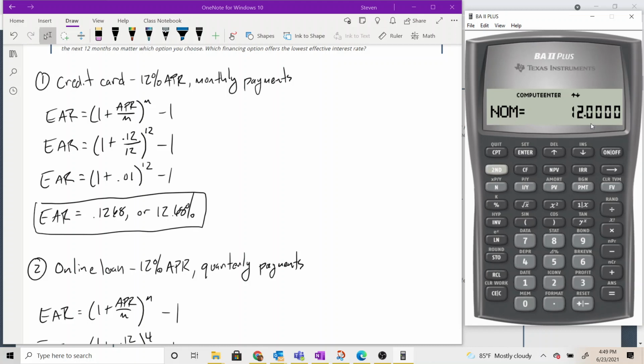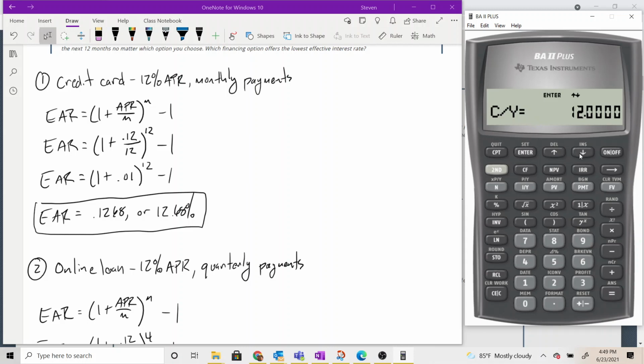There are 3 entries in this little worksheet that opens up. There's NOM, which stands for nominal rate. Nominal means in name, so that's the stated rate. In this case, that's the APR, annual percentage rate. It's the one we're given. There's also EFF, which is the effective rate, or the effective annual rate in this case. And then there's C over Y, which is the number of compounding periods per year.